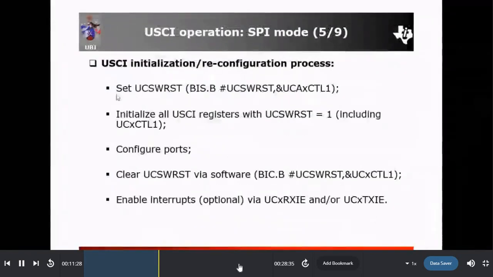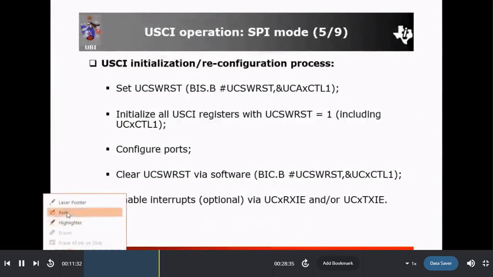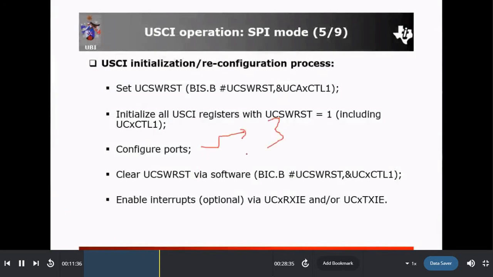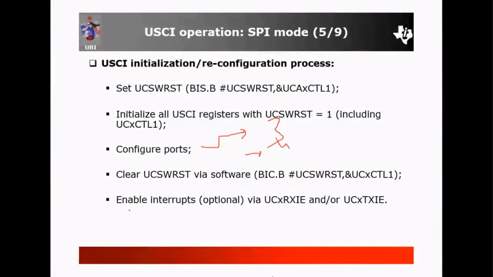The third step is you have to configure the ports. There are 3-wire or 4-wire options, and you can configure either in 3-wire or in 4-wire mode. Next is clear UCSWRST via software. How can you clear this bit? You can clear this bit with bic.b. You have to write it in the program.